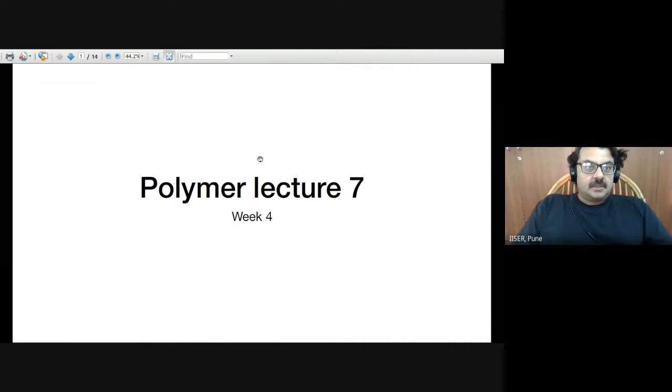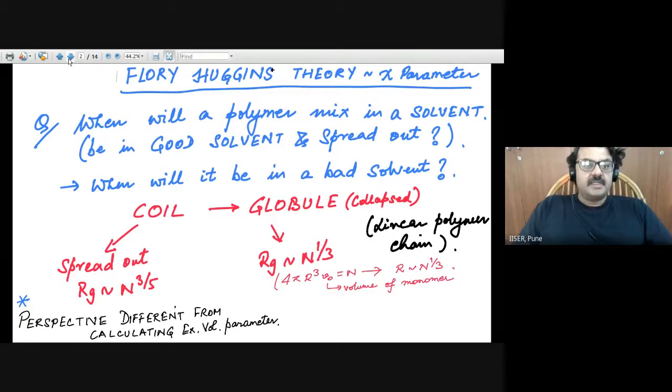So when a polymer is in a good solvent, it is basically going to spread out. Excluded volume interactions are going to play a role, and the radius of gyration, as we have discussed in the last class, will go as n, where n is the number of monomers in a chain, to the power 3 by 5. We are of course considering dilute polymers, not much interaction.